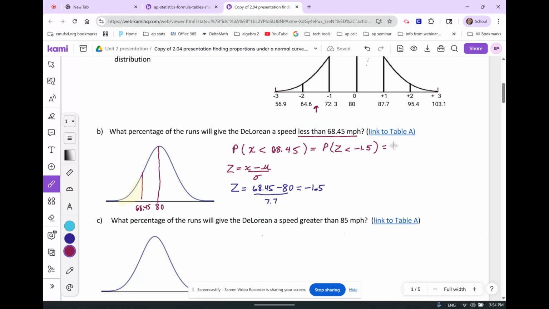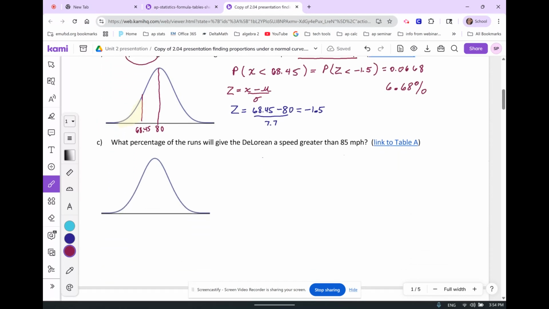So this is equal to 0.0668. Now, they ask for the percentage, so because they ask for the percentage, you're going to multiply this 0.0668 by 100 to get 6.68%. If they didn't ask for it, you would leave it as a proportion.